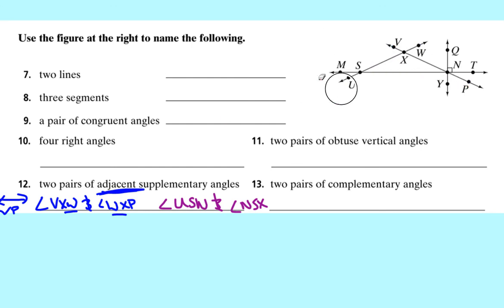So then, we can do this one. I didn't assign it to you, but we can talk about it. Two pairs of obtuse vertical angles. So let's find an obtuse angle. Let's say, let's take the one we already looked at. VXW. It looks like it's more than 90, and at this point, that's good enough. So we can say VXW. And the vertical angle that goes with it is the angle on the opposite side, which would be SXN.